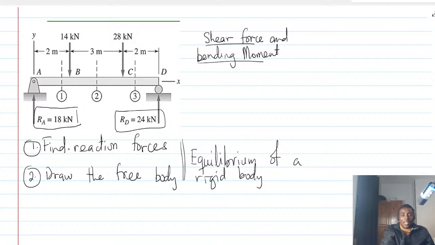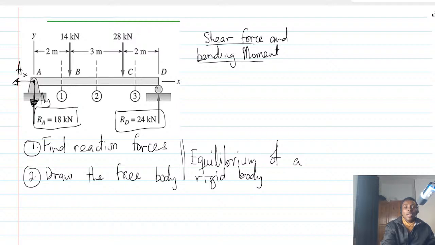Let's start. The first thing you have to know is that there is a pin joint at A. Because of the pin joint, there are going to be two reactions, right? Let's call them AX and AY. Let's say AY is coming down.